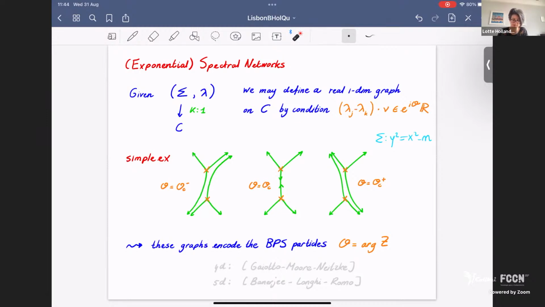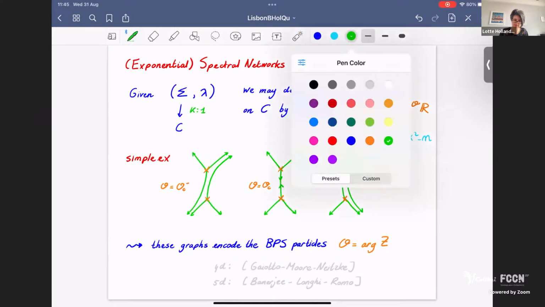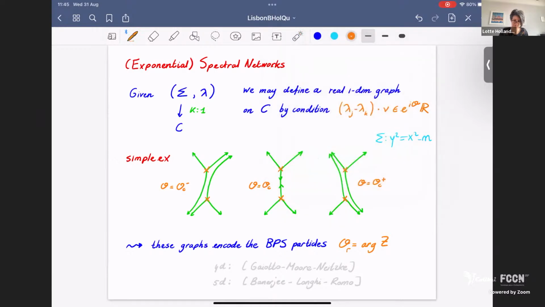Namely, exactly when there is such a critical phase, there is the corresponding saddle trajectory, a corresponding 1-cycle on the covering, and that hints at the appearance of a BPS particle. And this BPS particle will have the phase theta c. Sorry, that is, the argument of the central charge of that BPS particle is the phase theta c.